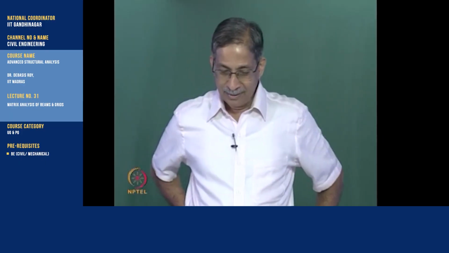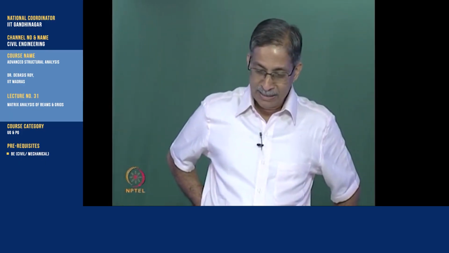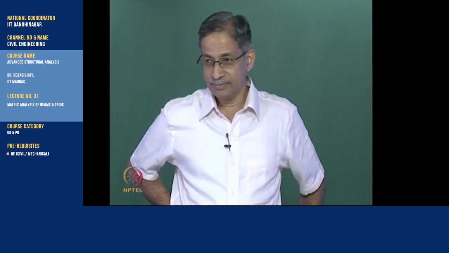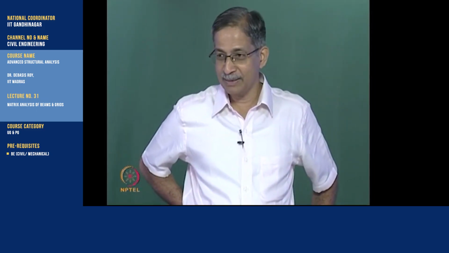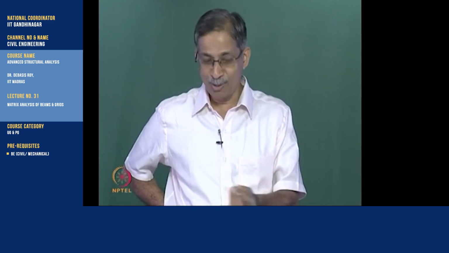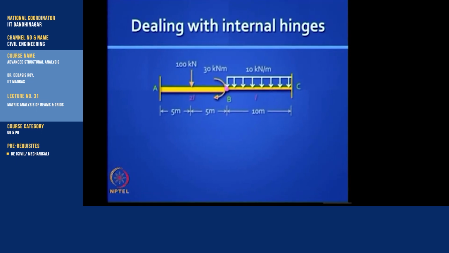But you can do less work because if you notice the moment MBA is known, it is 30 kilonewton meter. The moment MBC is known, it is 0 kilonewton. So at least you know that much. You know what is going on inside that beam at B.